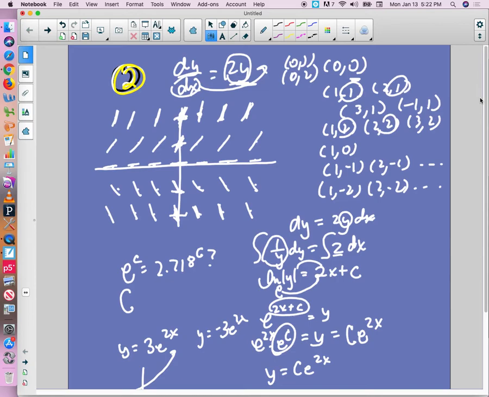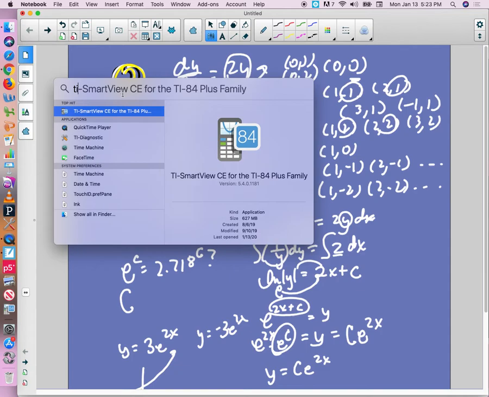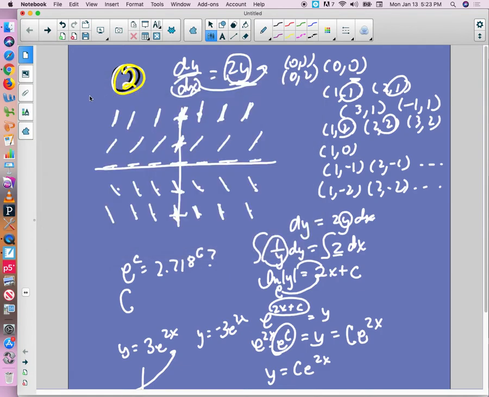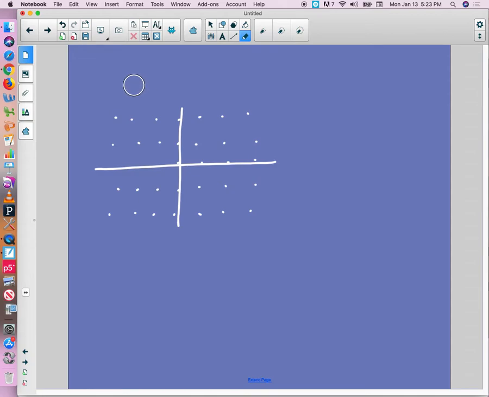I was trying to think, is there anything else I wanted to say? There's a way on your calculator to do slope fields, but I'll just do it this way for now. And you don't really need to ever know how to do slope fields on your calculator. We won't look at all of them. Let me see if the TI comes up here. And going into, I was doing 3 in class. Let's do number 4. All right, so this is number 4.